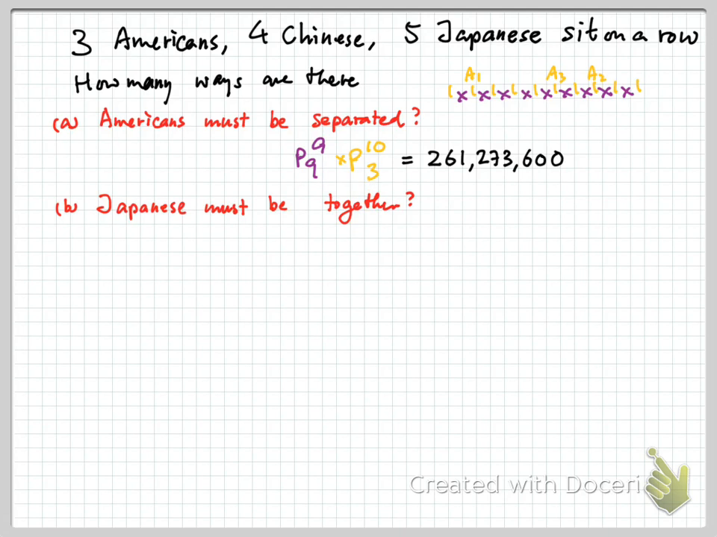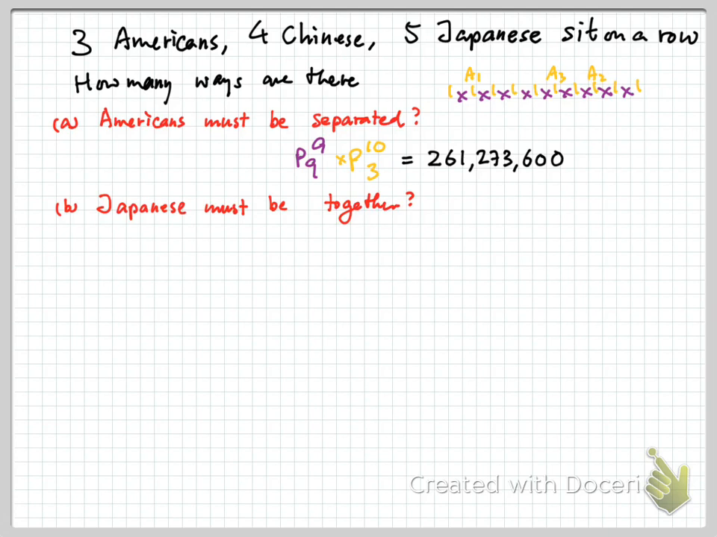9P9 is the number of ways we arrange the non-Americans. Once we arrange the non-Americans, we discover there are 10 tickets in between them, including the top and the bottom. For these 10 tickets, we give them to the 3 Americans to be put. In doing so, we guarantee that between any two Americans, there will be at least 1 non-American separating them. So this is the answer. Separation.